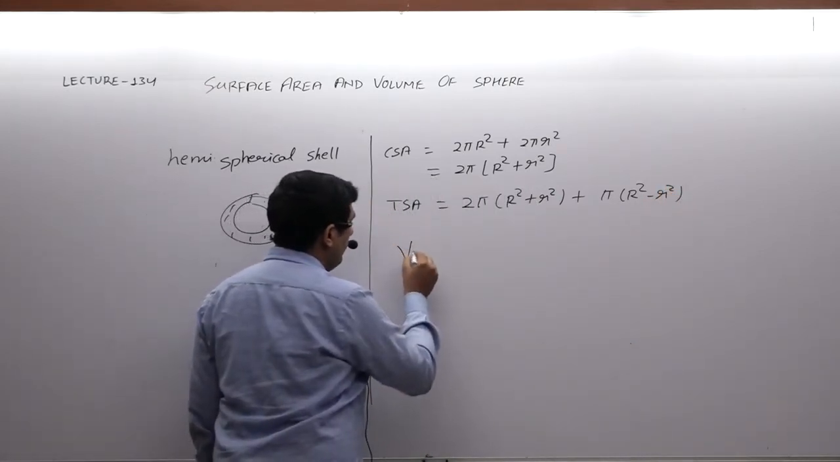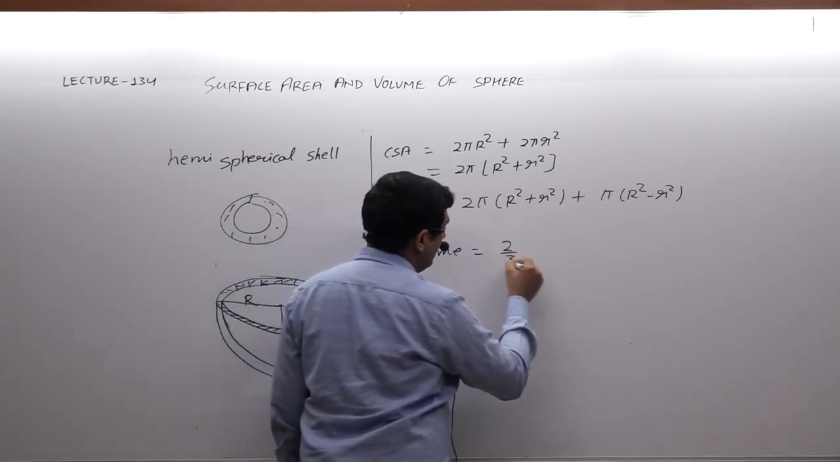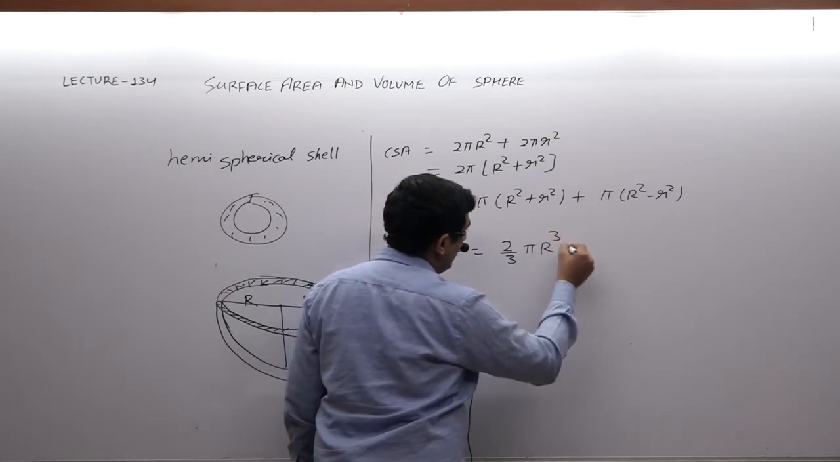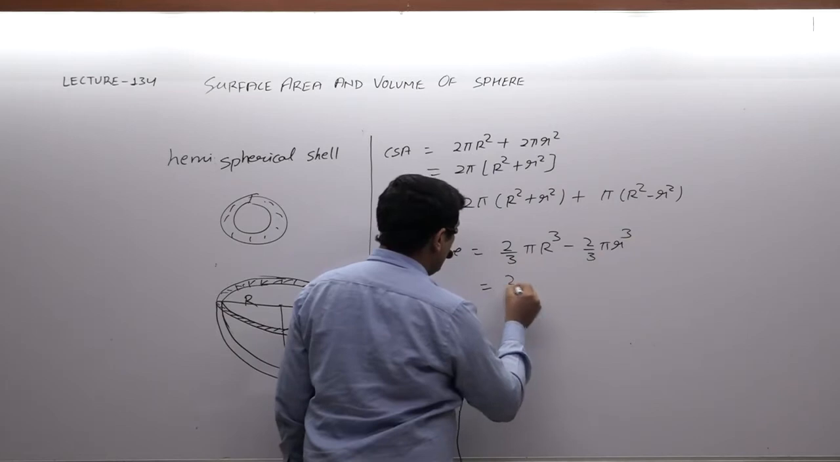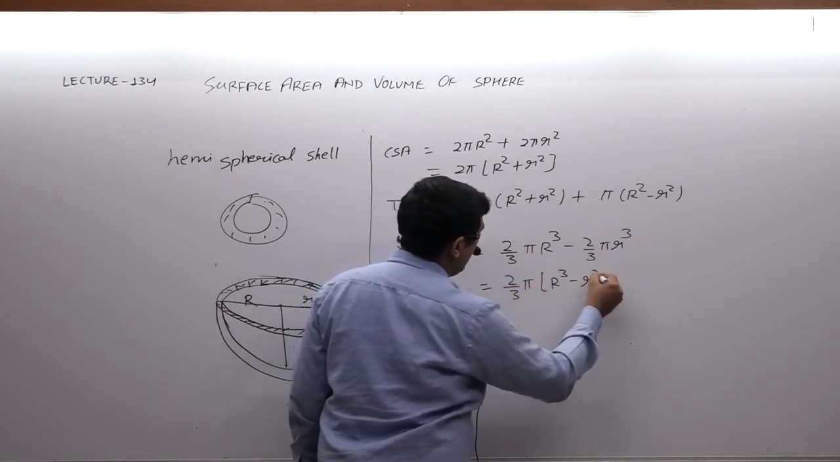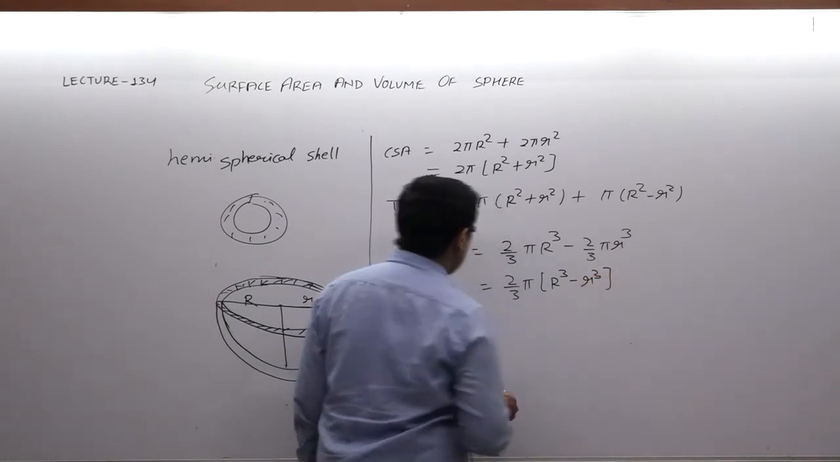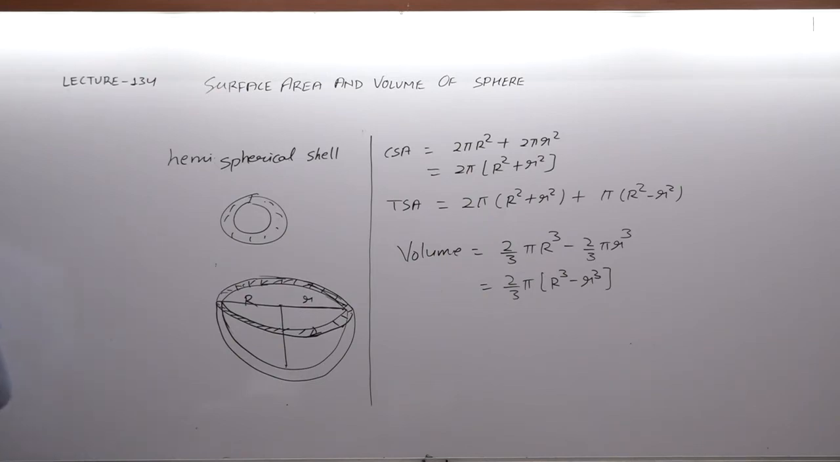Now volume is 2 by 3 pi capital R cube minus 2 by 3 pi small r cube. That is 2 by 3 pi times capital R cube minus small r cube. This is the volume of the hemispherical shell. So please note down these formulas, and then we will start questions related to this.